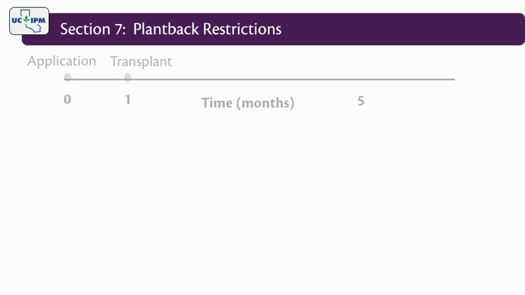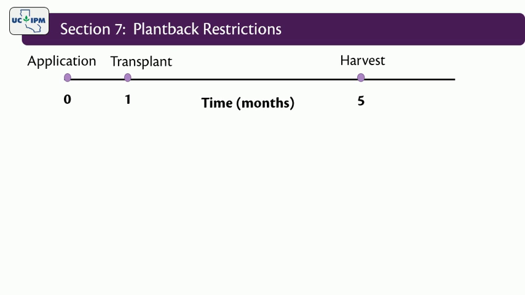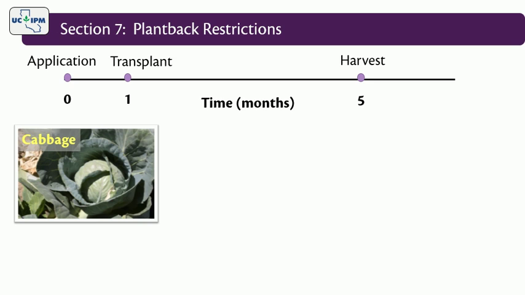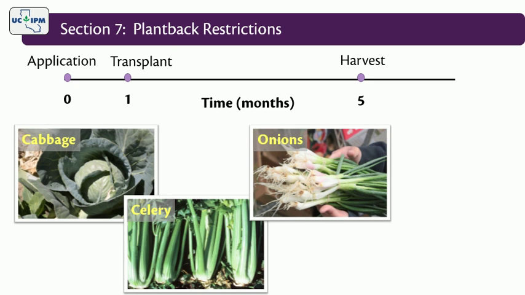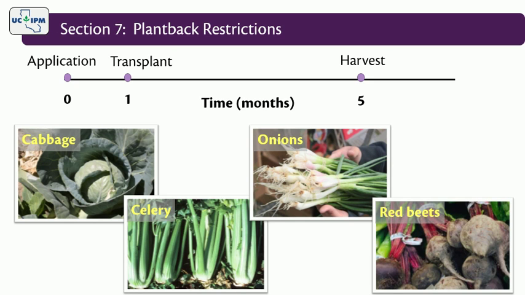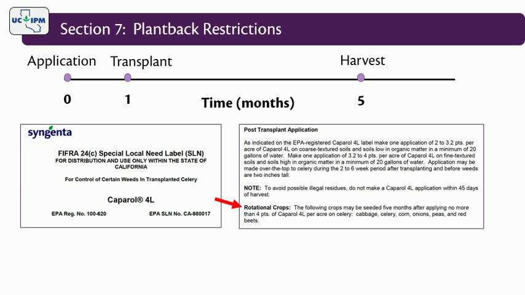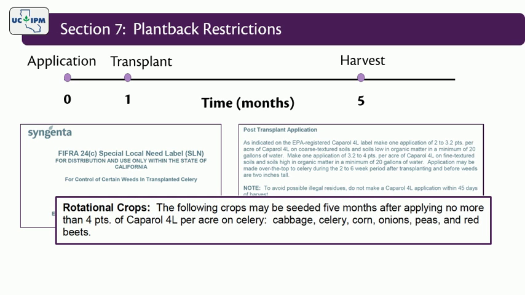Let's check how you did. Maria will harvest celery 5 months after the application of Caparol. She can safely plant cabbage, celery, onion, and red beets. According to the 24C or SLN for transplanted celery in California, these crops may be planted 5 months after applying no more than 4 pints of Caparol 4L per acre on celery.